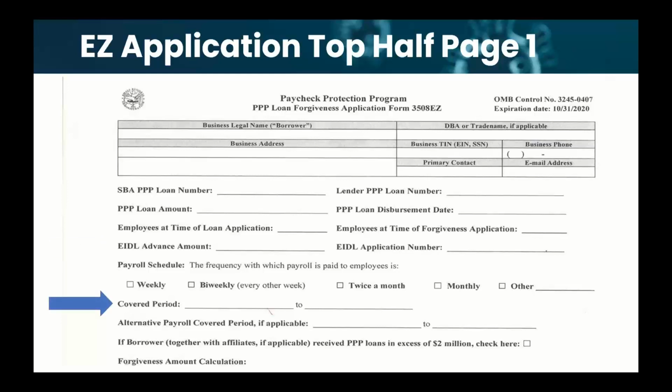The covered period. We just went over that a few minutes ago, so if you need to review, please rewind this video. The alternative covered period. Most of us won't have one, but if you choose to start your covered period so that it aligned with your pay periods, you will use that here. Remember, you can only use an alternative pay period if you pay biweekly or more frequently. Businesses who pay less frequently, like twice a month, cannot use an alternative period.